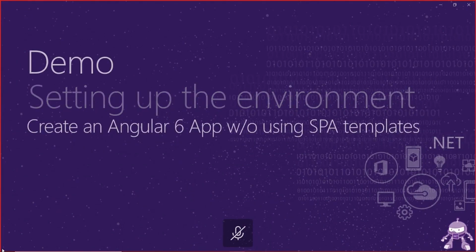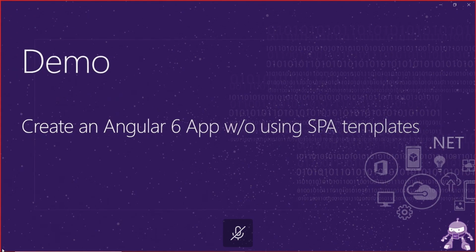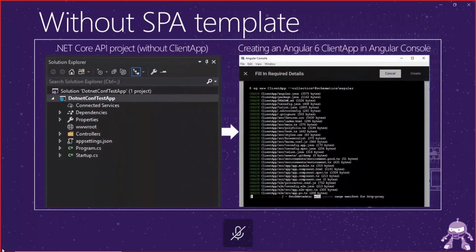Now let's look at how to create an Angular application with and without using .NET Core single-page application templates using Visual Studio 2017. Let's start with the first approach: creating a .NET Core API project where we won't use an Angular template, because the next step will be adding an Angular 6 application to the API project using Angular Console.